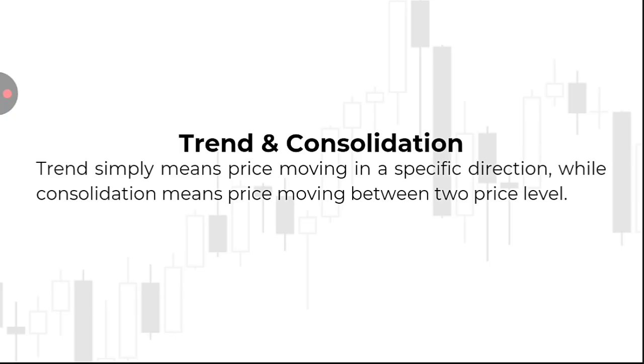While consolidation simply means price moving around between 2 price levels. It is chopping around, consolidating or ranging, let me use the word ranging. You see price ranging between 2 price levels. That is basically what consolidation means, while a trend is when price is moving in a specific direction.